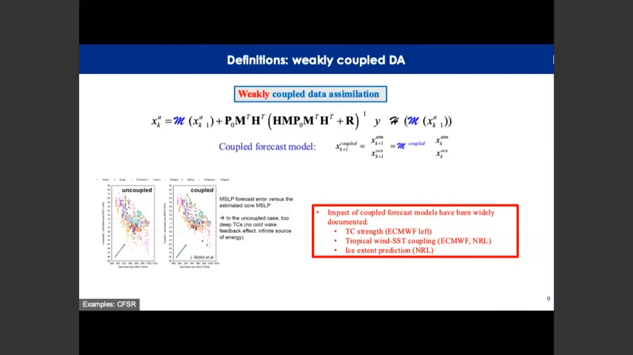A very good example here is not from CFSR, it's from the European Center, when they were looking at coupling of a forecast model. You could see that the climatology of TCs, tropical cyclones, is significantly better in a weakly coupled reanalysis than in an uncoupled reanalysis. Other examples are tropical wind-SST coupling, for example the earlier figure from Patrick, and we also saw it in the NRL system. Ice extent predictions also benefit from coupled forecast and coupled reanalysis.